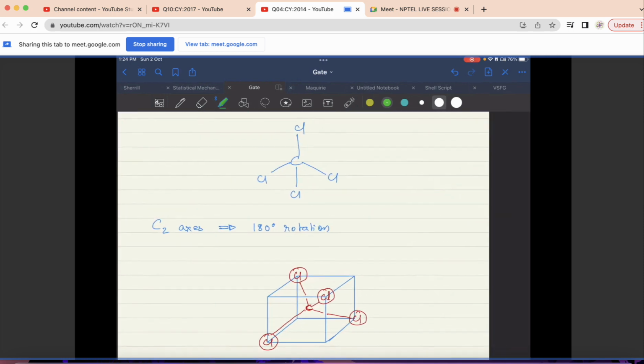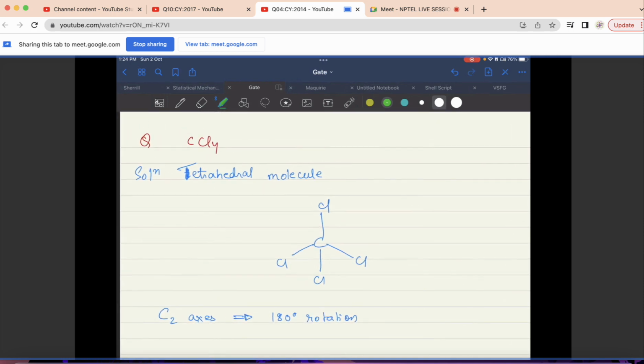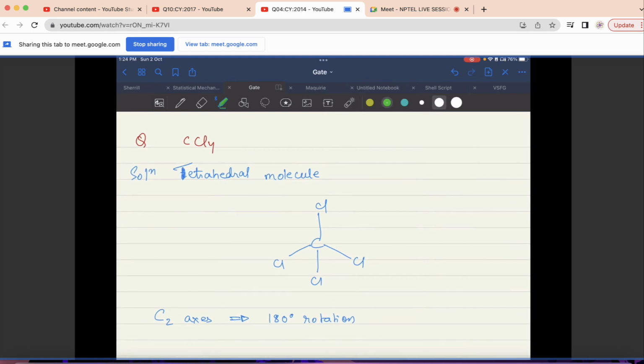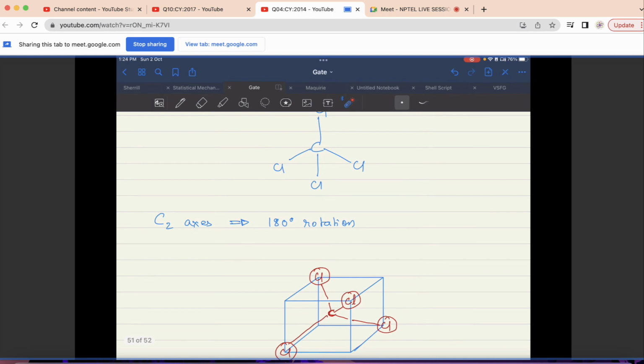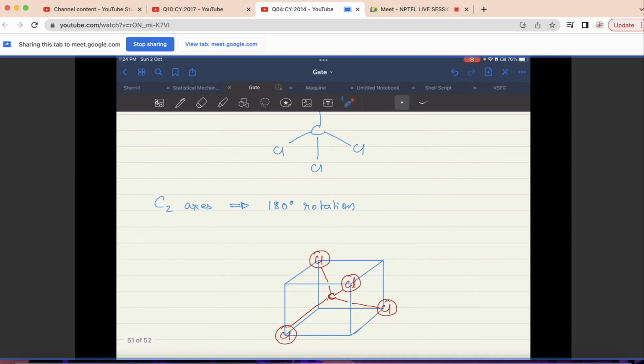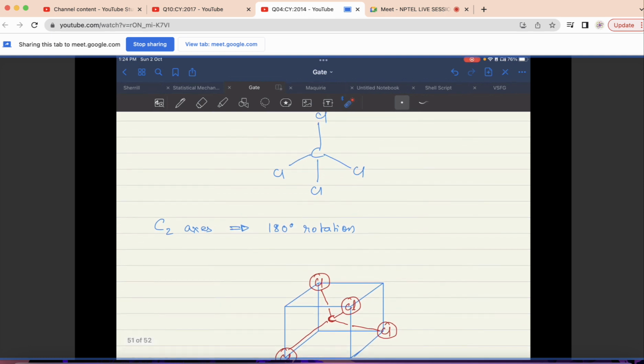Okay, now let's move to our question. So we were given CCl4. So this is a tetrahedral molecule. For a tetrahedral molecule, you will see that this is Cl, Cl, Cl. There are 4 C-Cl bonds. And before I move on, it was asked: the number of C2 axes in CCl4. This was the question.